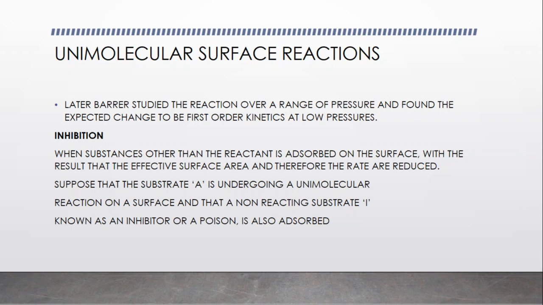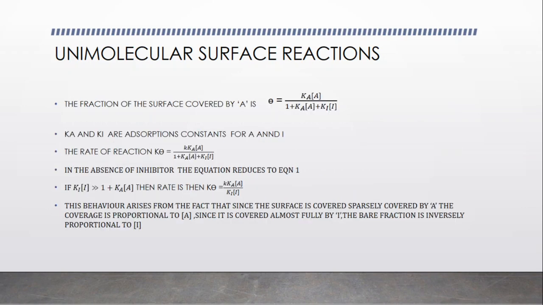Suppose the substrate A is undergoing a unimolecular reaction on the surface, and that a non-reacting substrate I, known as an inhibitor or a poison, is also adsorbed. Then the fraction of the surface covered by A is given as theta equal to Ka into concentration of A divided by 1 plus Ka into concentration of A plus Ki into concentration of the inhibitor I. Ka and Ki are the adsorption constants of the molecule A and the inhibitor I.